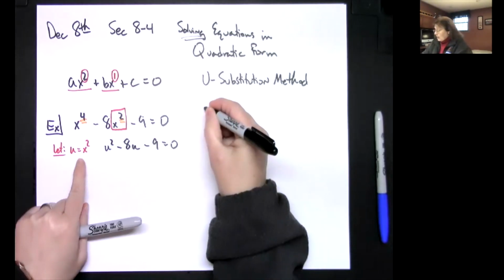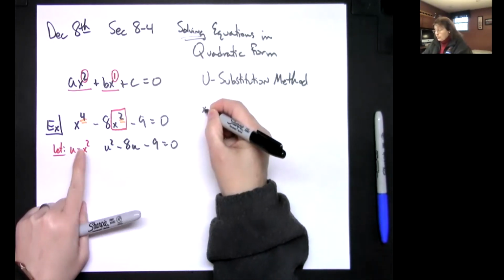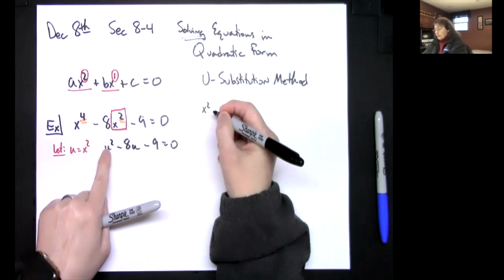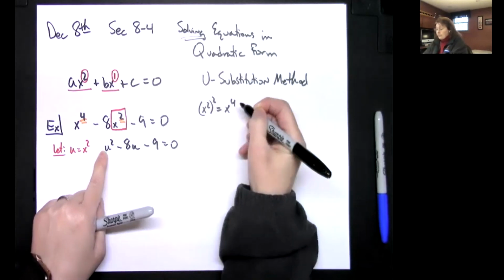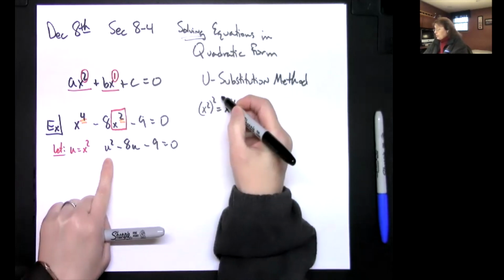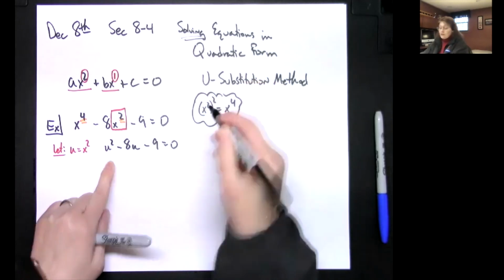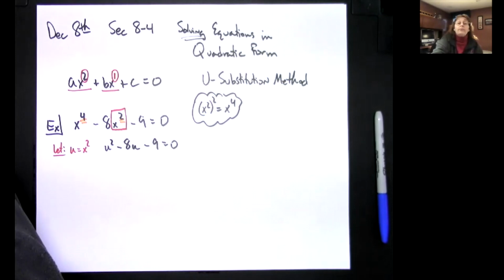If u is x squared, that's my u, and I'm squaring that, then that gives us that x to the fourth. So that's why this is a u squared term. And we had talked about that in detail earlier in the semester.